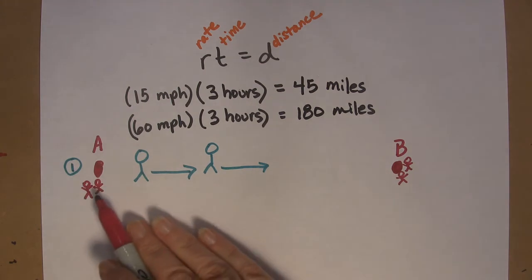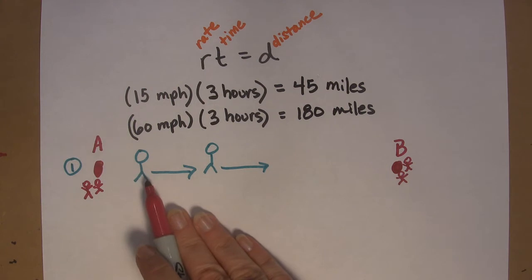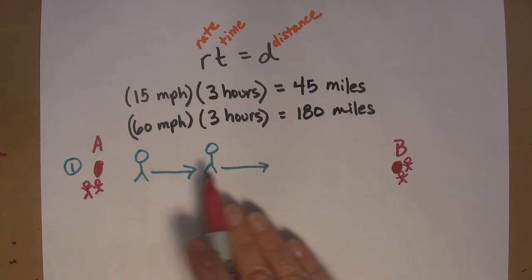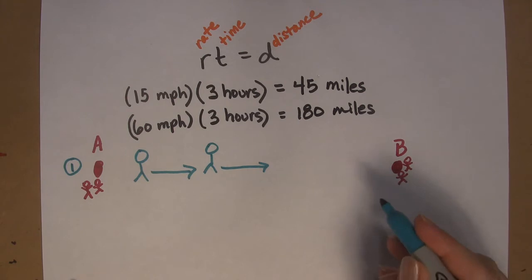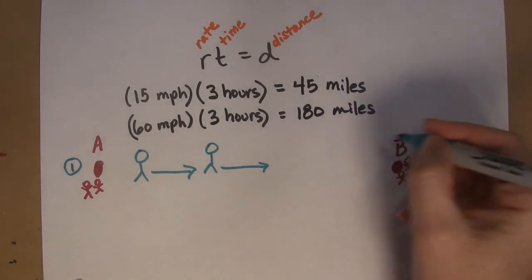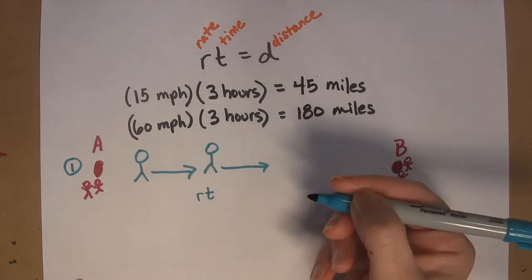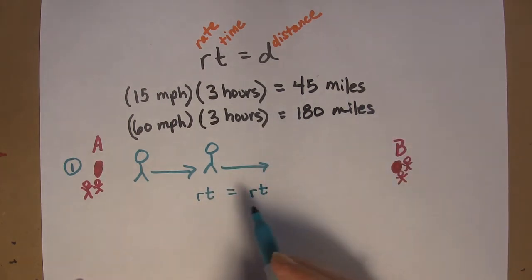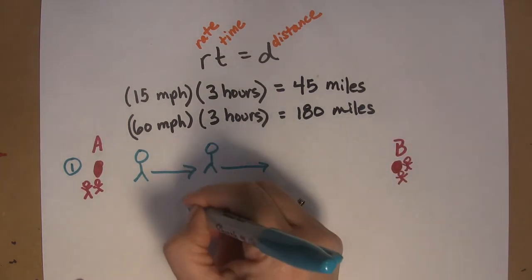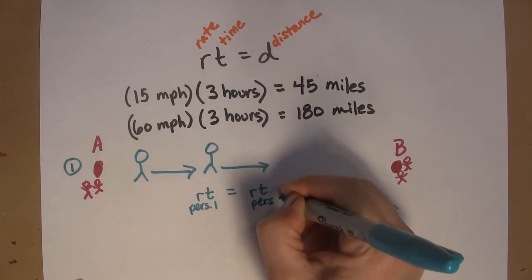And then in our story, one of them leaves earlier, traveling at a certain speed. The second one leaves later, traveling at hopefully a faster speed, so that they can catch up with each other at point B. What I'd like to point out is that for these problems, you would use this formula. You would say the rate times the time of person 1 equals the rate times the time of person 2.